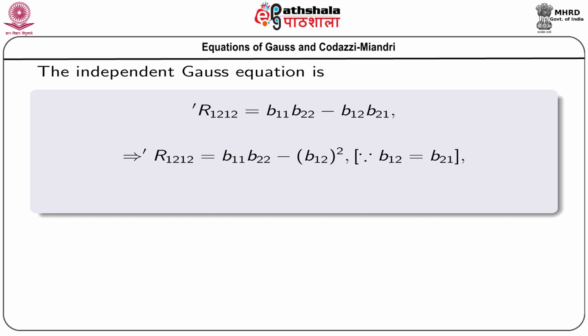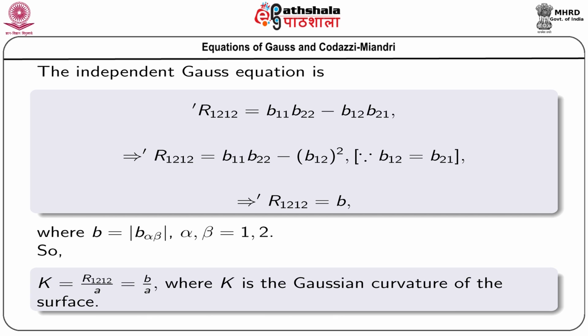That means it is the determinant of B alpha beta, which we denote by B. So, r dash 1 2 1 2 is nothing but the determinant of B alpha beta, where alpha beta are running from 1 and 2. So, the Gaussian curvature, which we have defined earlier, is r dash 1 2 1 2 by A, and it will come to B by A, where K is the Gaussian curvature of the surface.